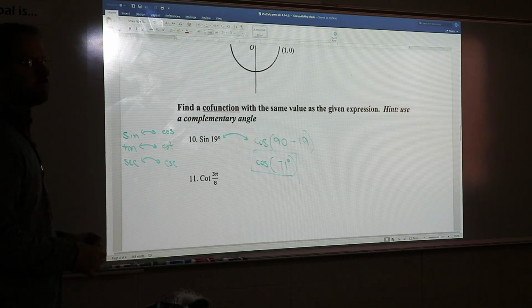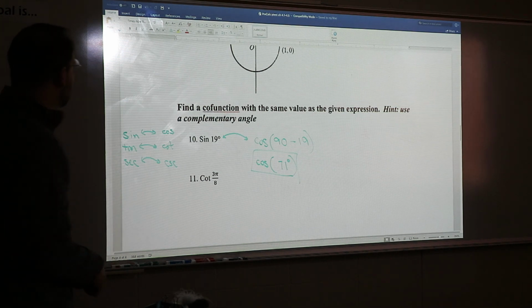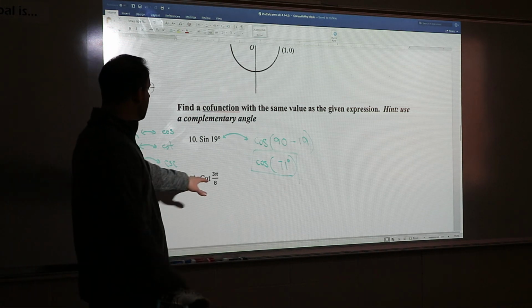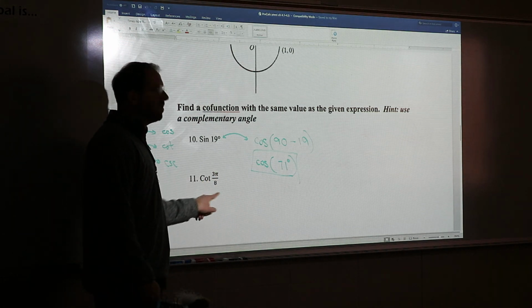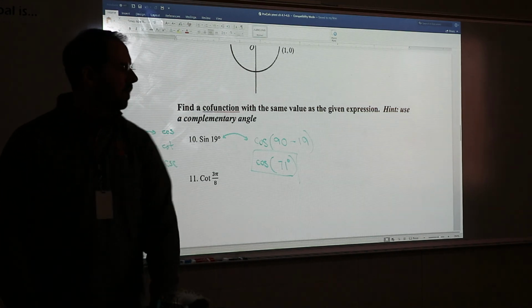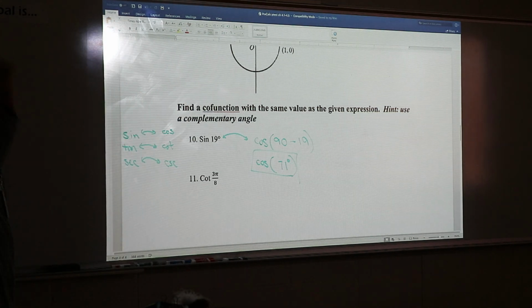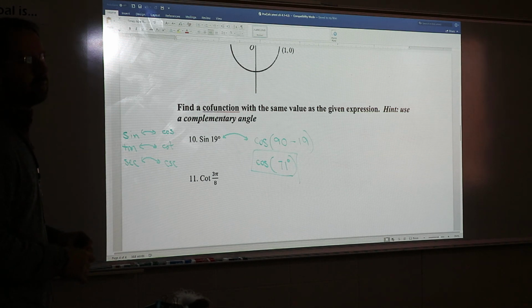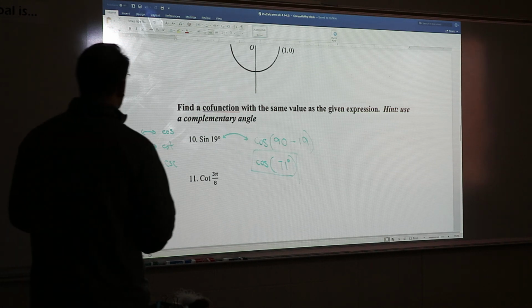Now we have to find tangent. So the next one, you're going to find tangent. You'll have to convert this to degrees, and then you can do all the math that I just did there, 90 minus whatever that angle is. Would you do 90 plus though, since you're going back? No. So it's always the complement.